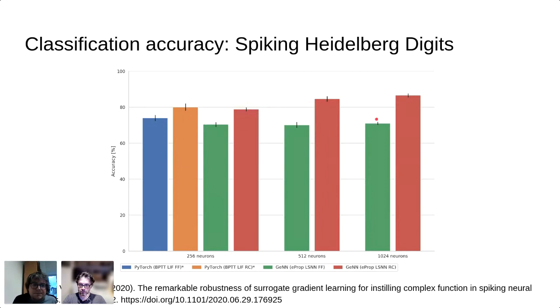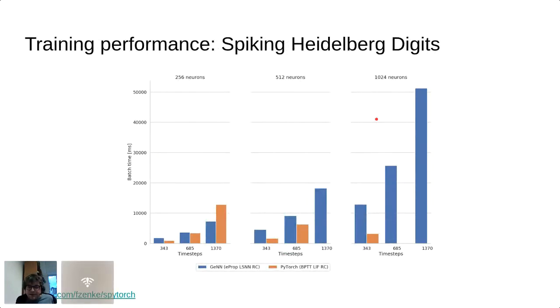So how fast is the training? This is the other thing. Here we're showing the training time for this model. We're comparing PyTorch, the PyTorch code that comes from SpyTorch, and GeNN using this eProp LSNN, and we're training both of them on a relatively large batch size, so batch size of 512, so we can fill our big GPU.